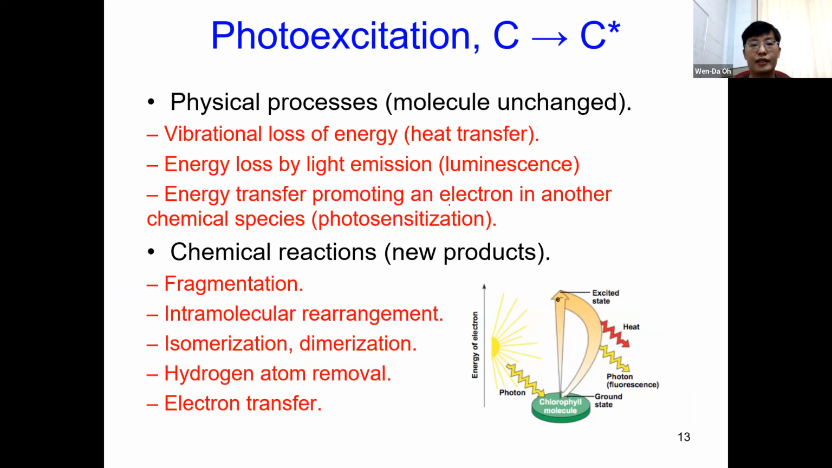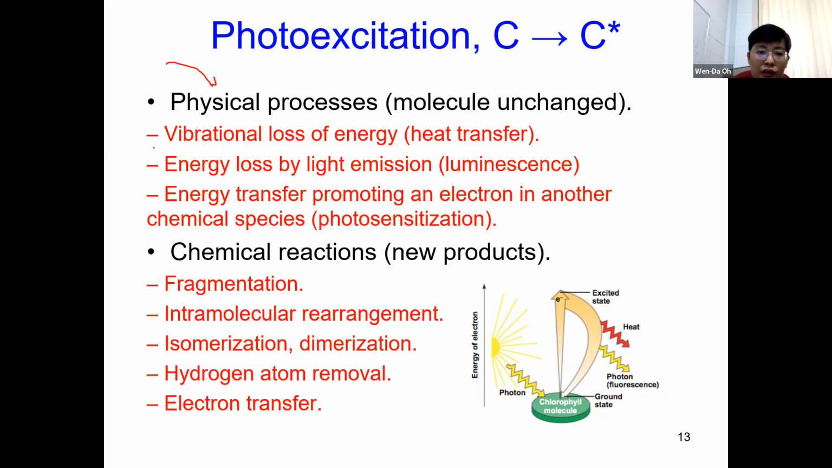Once you have this excited organic molecule, the next thing to ask is what will happen. The excited electrons in the molecule will cause the molecule to undergo several things. First will be the physical processes. Physical processes mean that the molecule remains unchanged. Physical processes usually occur when you have irradiation with less energy-intensive radiation, for example infrared. If you have exposure to infrared, your molecule will vibrate to lose all the energy that it absorbs.